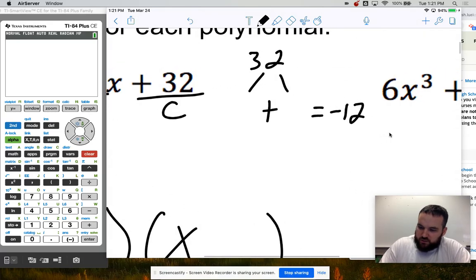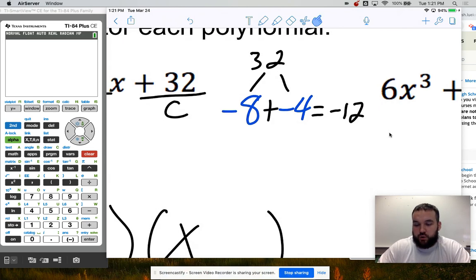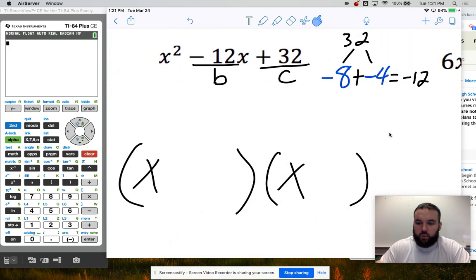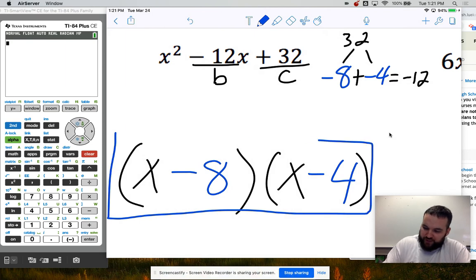Now, if it's going to multiply to positive 32, I need two positive numbers or two negatives. And since it's got to add to negative 12, I'm going to need a couple of negative numbers. And remember, this is just guess and check. From here, you try some stuff. Eventually, we get to, if you do negative 8 times negative 4, you'll get positive 32. And if you add negative 8 and negative 4, you'll get negative 12, which means I can say x minus 8 times x minus 4 would distribute to be this. So this is what we're looking for when we're talking factoring.